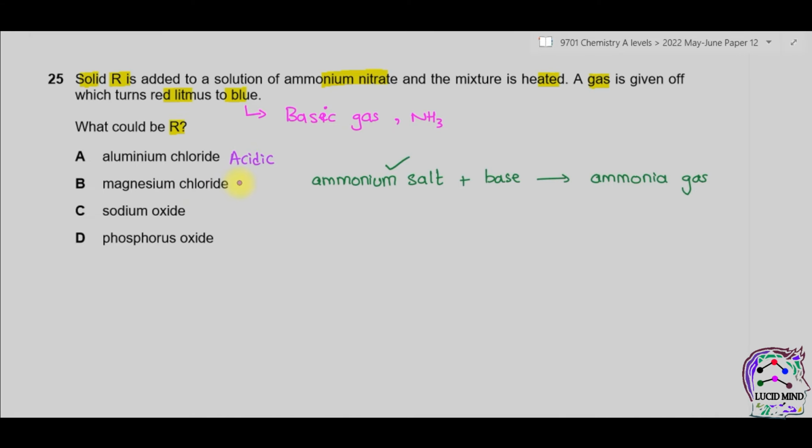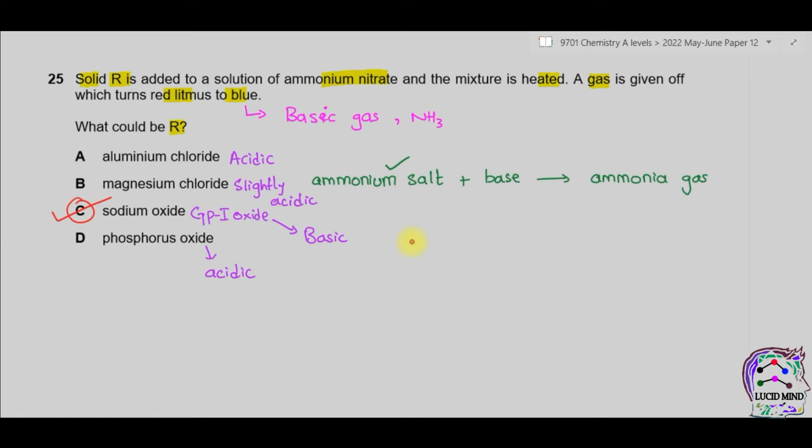Then we have magnesium chloride. Magnesium chloride is slightly acidic. Then we have sodium oxide. Now for metal oxide, sodium belongs to group 1 of the periodic table, so this one is a basic oxide. The last one is phosphorus oxide. Phosphorus is a non-metal, so non-metal oxides are acidic in nature. So the only one that is basic among these four is sodium oxide.